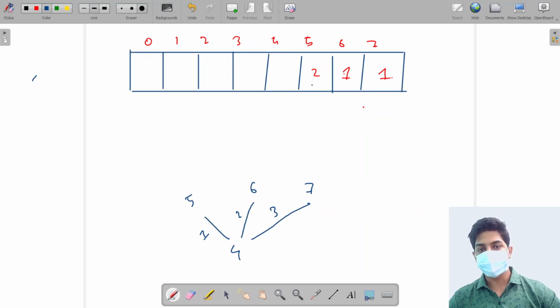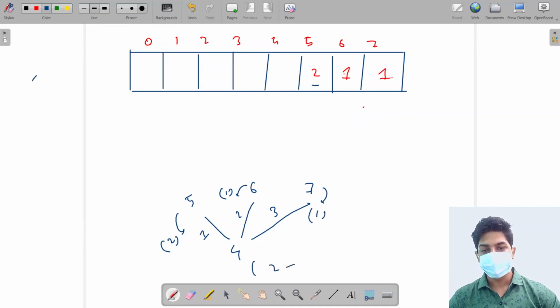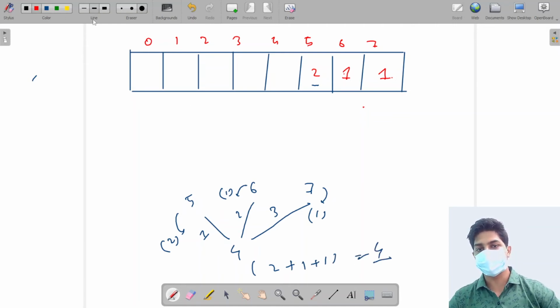5 will return me 2, since there are 2 ways from it. 6 will return me 1, since there is 1 way from it. 7 will return 1, since there is one way from it. So the answer for the 4th will be 2 plus 1 plus 1, that is 2 plus 1 is 3, 3 plus 1 is 4. So there are a total of 4 ways from the 4th position. Now let's find out what those 4 ways are.